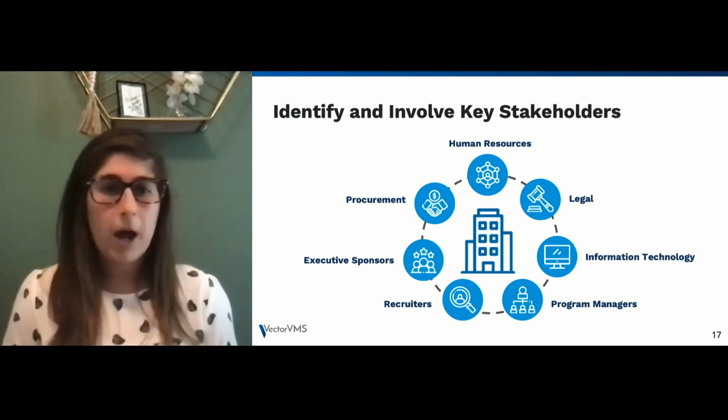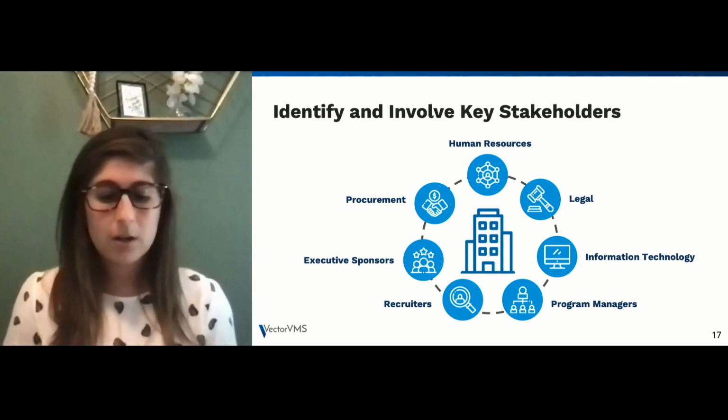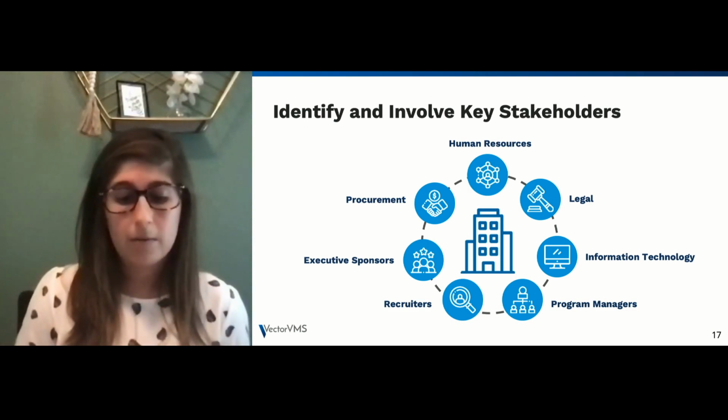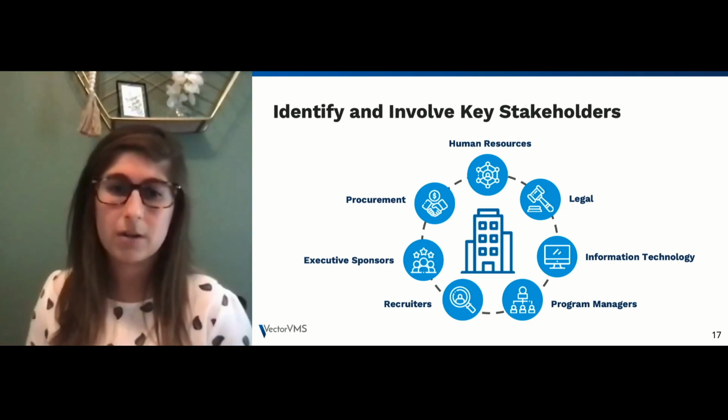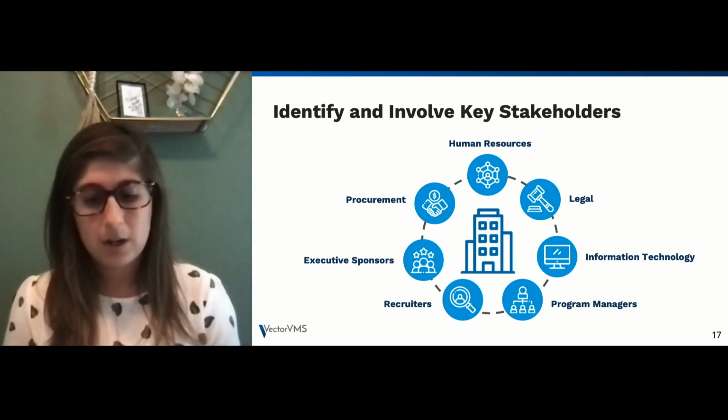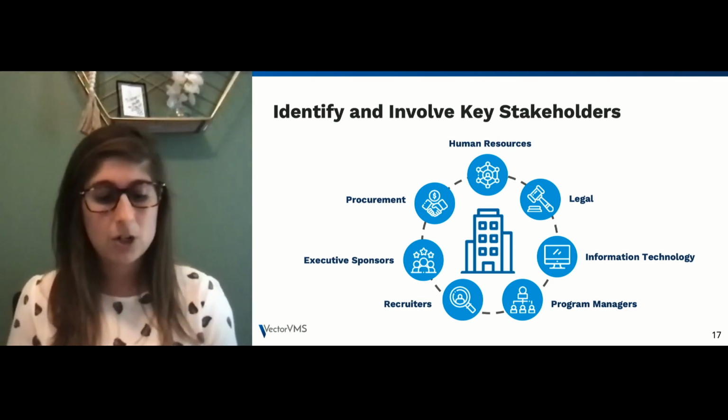So next, let's find our executive sponsors. Who's going to have the power to push communication, drive change management, and ultimately drive adoption of this new program throughout your organization? Ultimately, you want people that are well respected within your organization, that people are going to look to be that change agent.